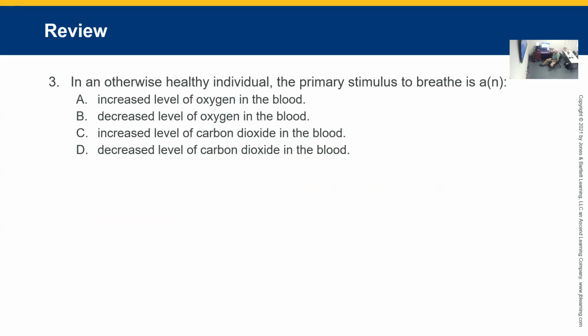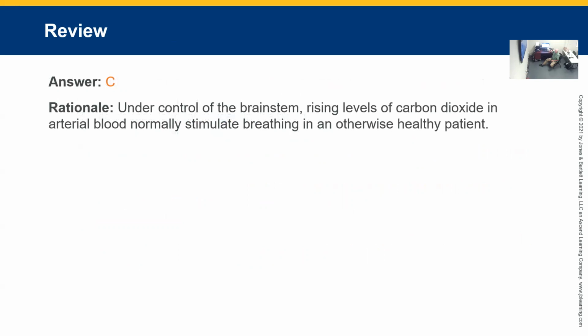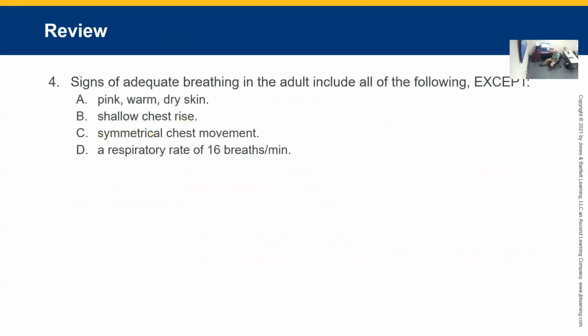All right, so we've already talked about this. In an otherwise healthy individual, the primary stimulus is an increased level of carbon dioxide, not oxygen. Signs of inadequate breathing is a pretty good question. Cool, clammy skin, dry skin, shallow chest rise, and a respiratory rate below the critical rate of 16.